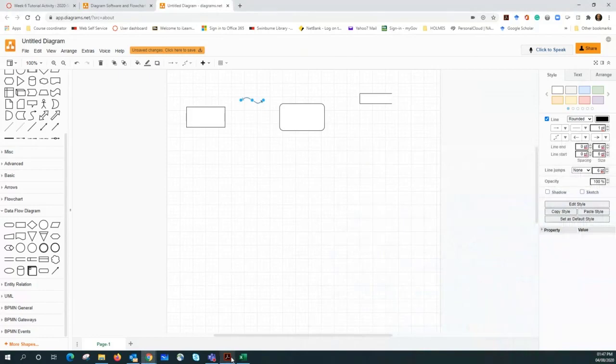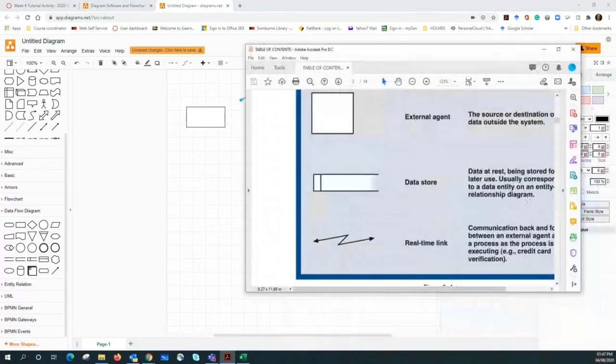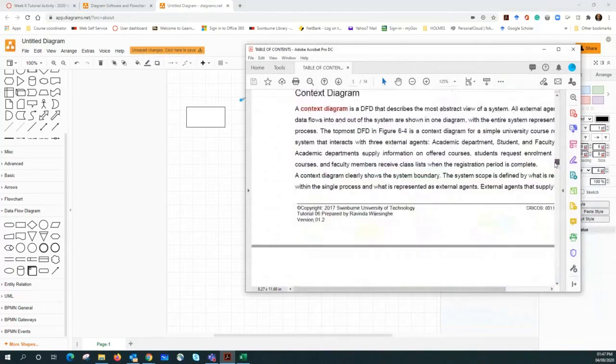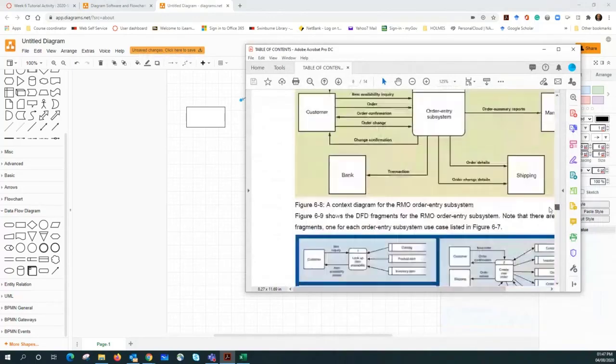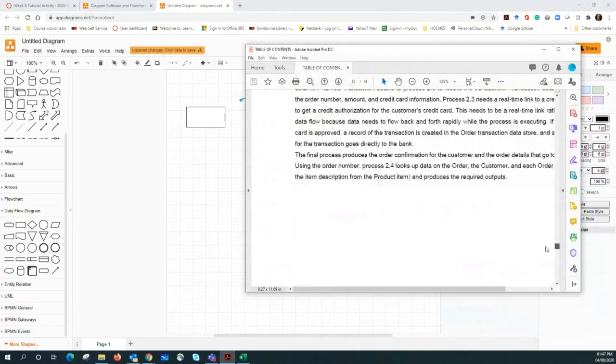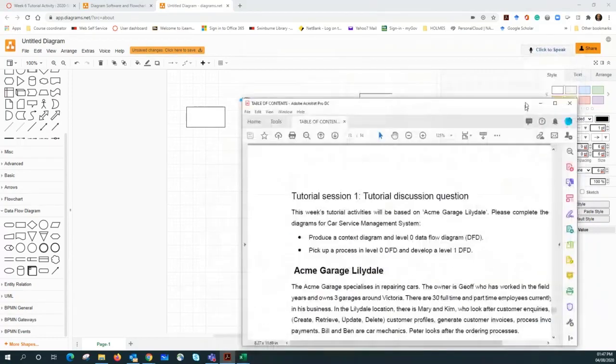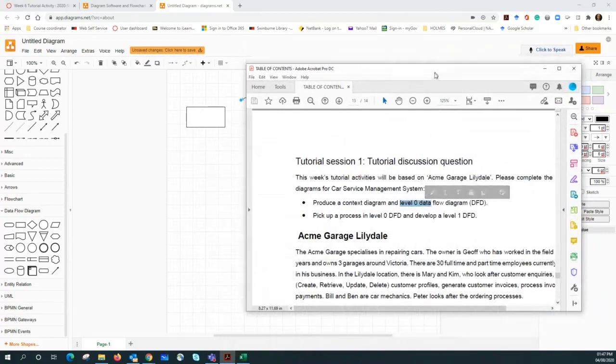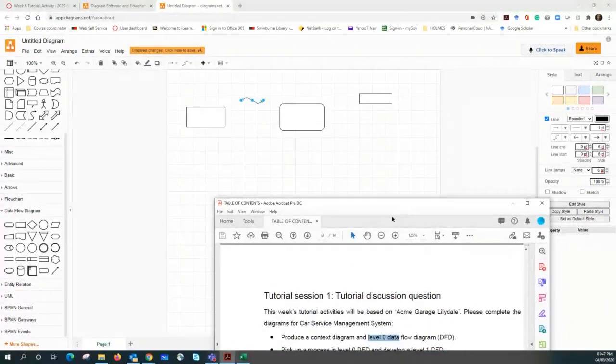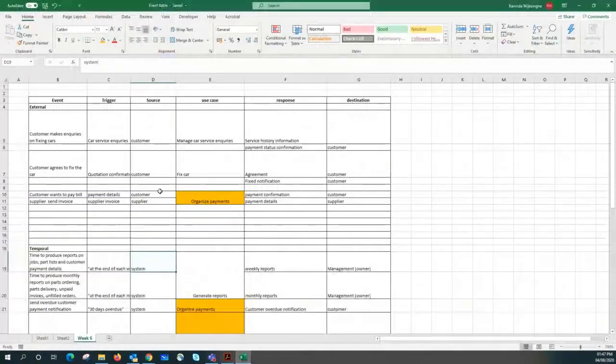So what they ask us to do, so let's go to the assignment, not the assignment, sorry, tutorial. So let's see. So we need to construct a level 0 diagram and the context diagram, and then pick up one process in level 0 and develop the level 1 DFD, right? So in order to develop the level 0 diagram, we need to first construct data flow fragments, right? That is actually required. So what do you mean by data flow fragment?